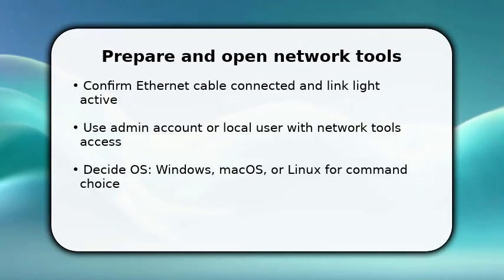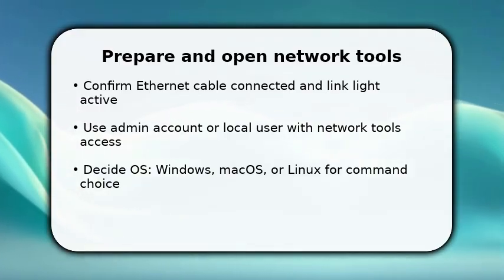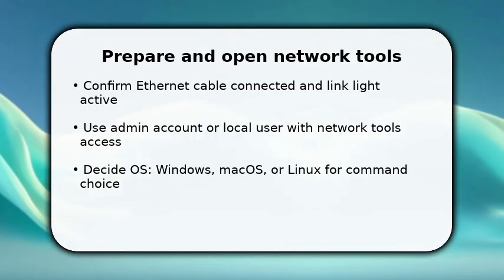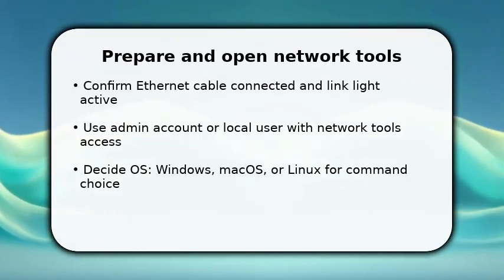ipconfig for Windows, ifconfig or ip for Linux, and System Preferences or Terminal for macOS. You'll run a small query that returns interface names. Note the one labeled Ethernet or en0 so you can target the right adapter in the next step.